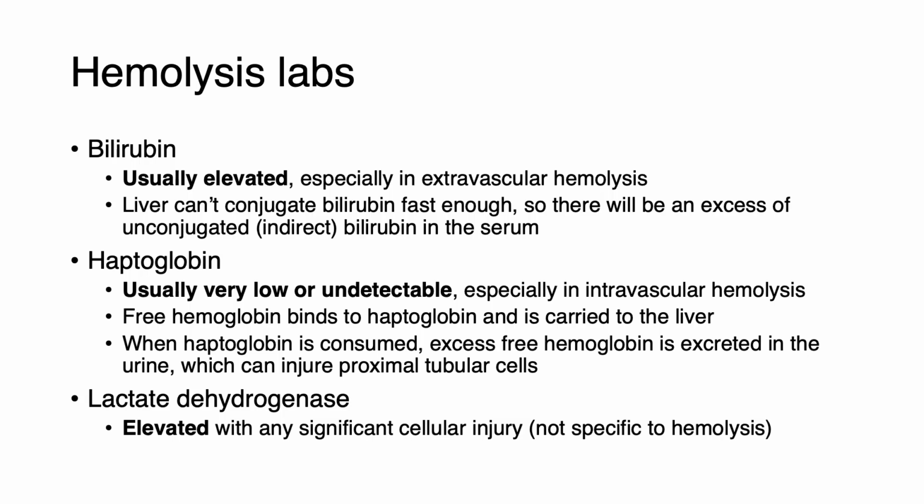It's usually going to be very low or even undetectable if someone has hemolysis. That's especially true if they have intravascular hemolysis. So if you have a red cell rupture within the blood vessel, you have all this free hemoglobin, which is toxic, and it's going to bind to haptoglobin and be carried to the liver where it can then be processed. Once you've consumed all your haptoglobin, you do have excess free hemoglobin floating around. That will actually be filtered into the urine, and that can injure your proximal tubular cells and can cause kidney injury.